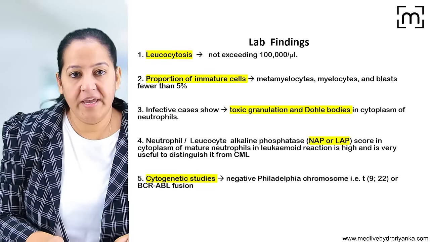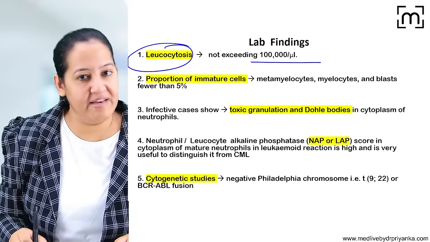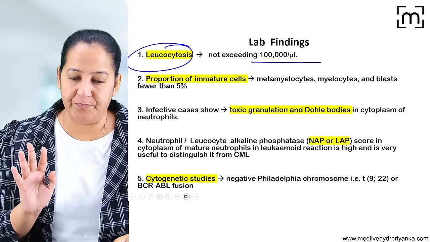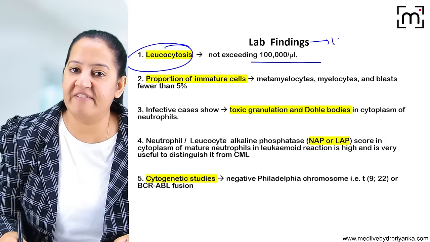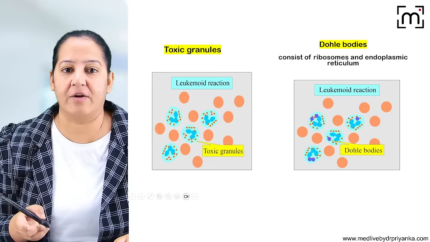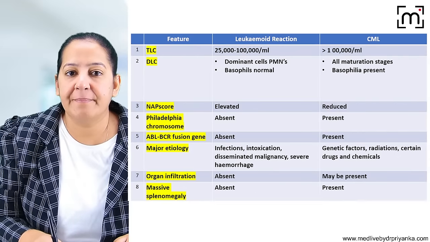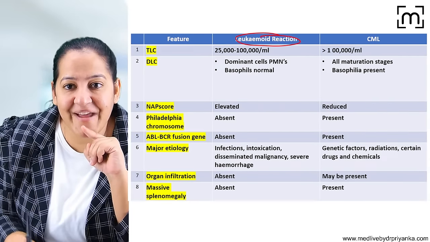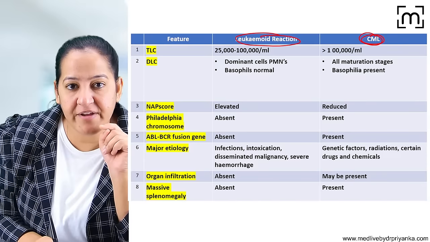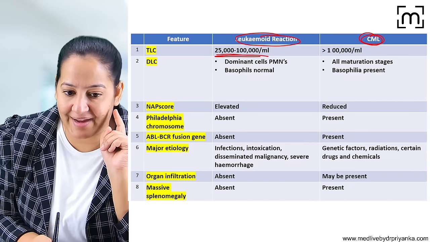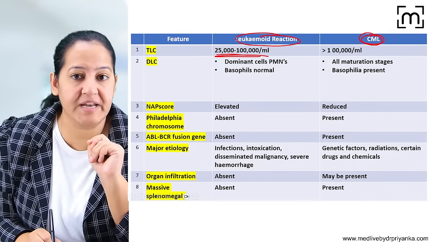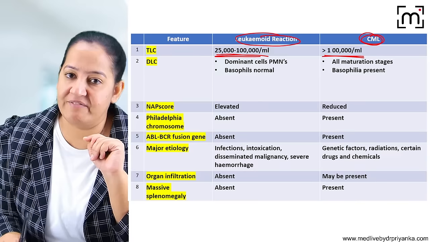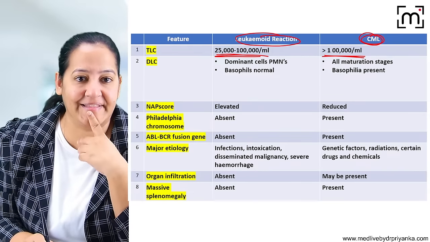So listen. Here in the lab findings, it will never exceed 1 lakh. I told you, in leukemoid reaction, it will never exceed 1 lakh. And in CML, it is more than 1 lakh. Okay, see the differences here. Let me tell you. In leukemoid reaction versus CML, you get many questions here. In leukemoid reaction, the count is 25,000 to 1 lakh. Normal is 4,000 to 11,000, never forget. In CML, it is more than 1 lakh, nearly 2 lakh, 3 lakh, like that.